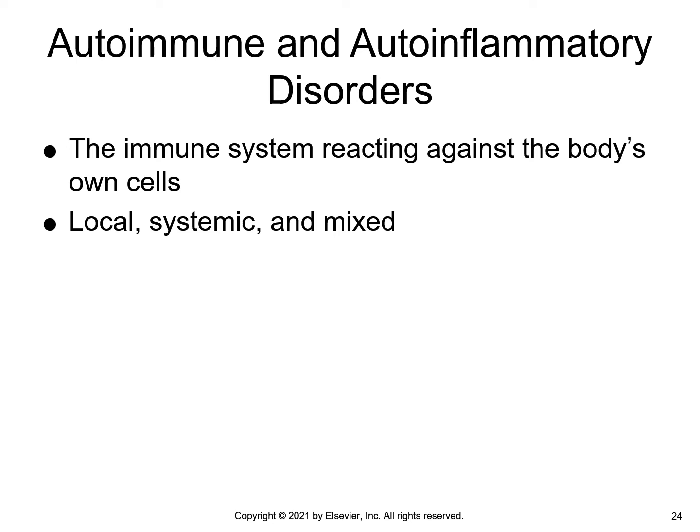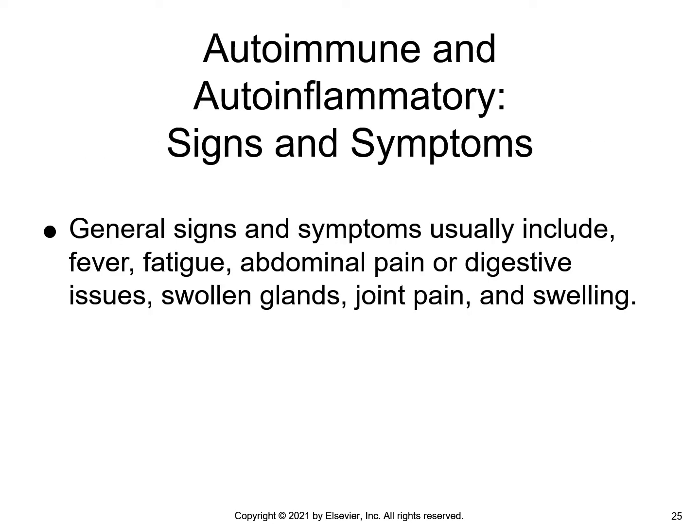Three categories of disorders are classified according to how extensively the disorder affects the tissues. Local affects only a single organ or tissue. Systemic affects many organs or tissues. Mixed, localized and systemic, can cause problems in both a localized area as well as systemically. More than 100 diseases are thought to be triggered by an alteration in immune function. Some of the diseases have other causes in addition to immune system dysfunction.